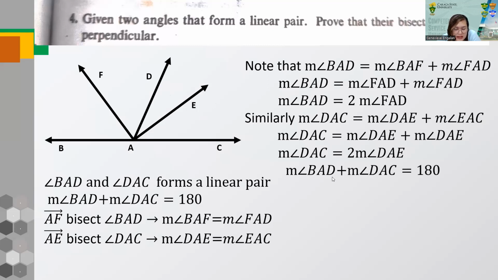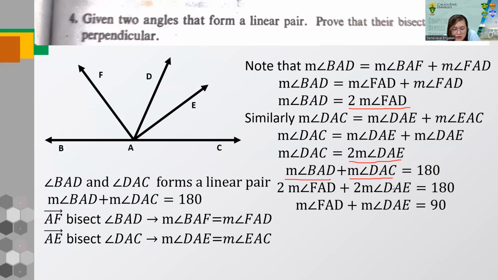Since BAD and DAC are a linear pair, we replace the measure of BAD with 2 times the measure of FAD, and DAC with 2 times the measure of DAE. Factor out 2, then divide both sides by 2. So we have the measure of FAD plus the measure of DAE is equal to 90. That's right.